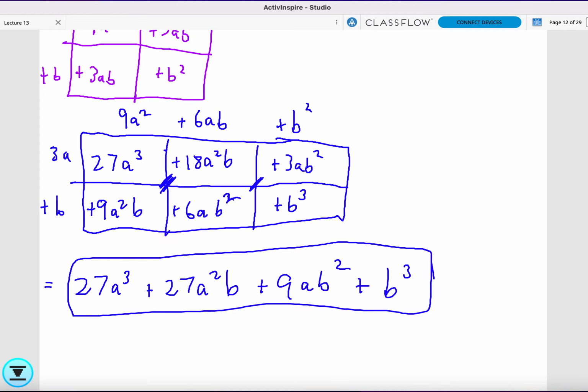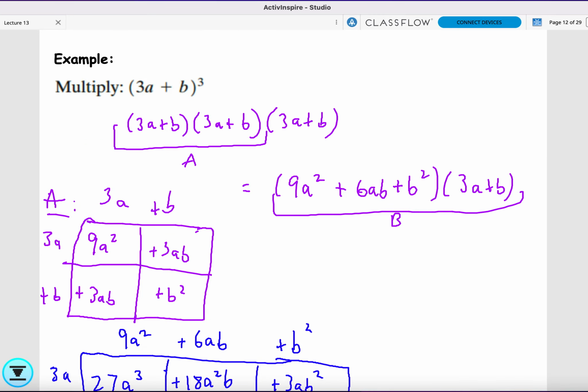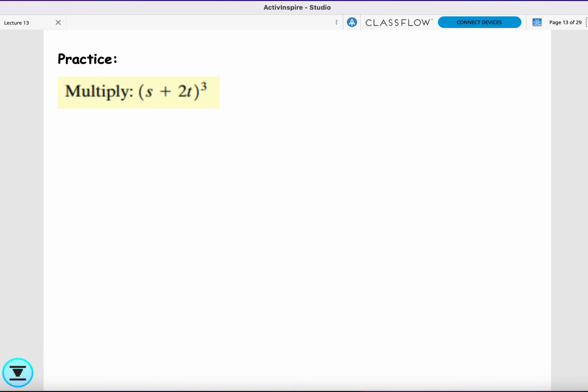So you see how beautiful it was with the box method, how organized it was. So this is your example. I want you to try it out with this practice problem here. So it's s plus 2t cubed. So it'll be s plus 2t times s plus 2t times s plus 2t.